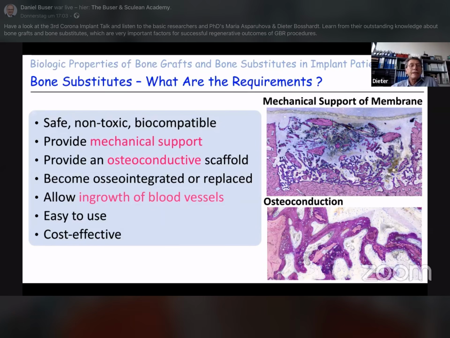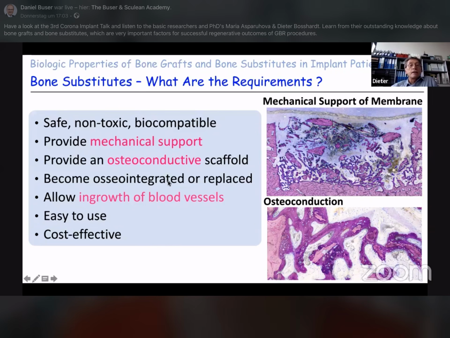Now, some of the requirements are listed here. Of course, we take that for granted. The bone substitutes must be safe, non-toxic, biocompatible. They should provide mechanical support. This is what you see on the right side here, the upper image, mechanical support. You see here a membrane which does not collapse because the defect had been filled with a bone filler, and together with the blood clot, it stabilizes the defect and therefore also the membrane.